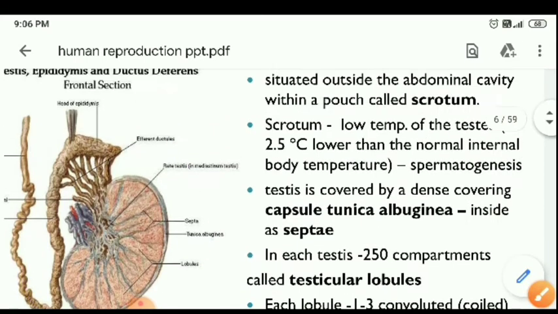So what is the role of the scrotum? The scrotum maintains a low temperature for the testis, 2 to 2.5 degrees Celsius lower than the normal internal body temperature, which is needed for the process of spermatogenesis. This is important.